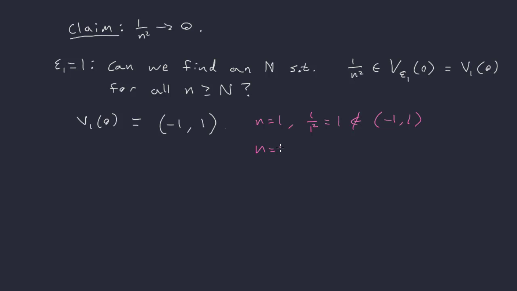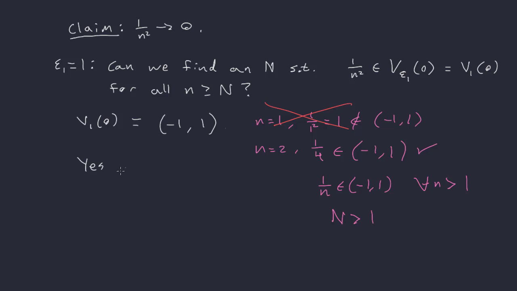But how about n equals 2? Well, when n equals 2, we get 1/4, and that will be in negative 1 to 1. So that works just fine. And then our next n will be 3, which will give us 1/9. So 1 over n will be in this set negative 1 to 1, basically for all n strictly greater than 1. So our capital N needs to be strictly greater than 1. So the answer, of course, is yes. Choose capital N strictly greater than 1.